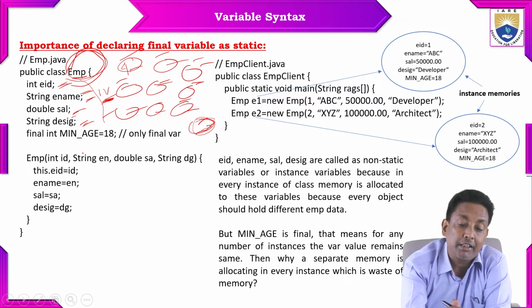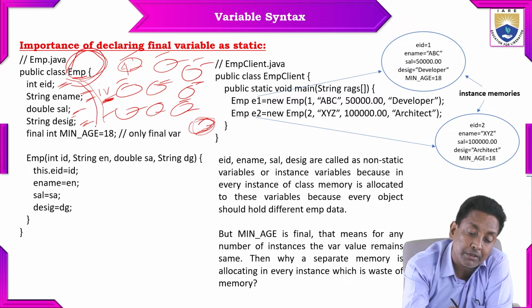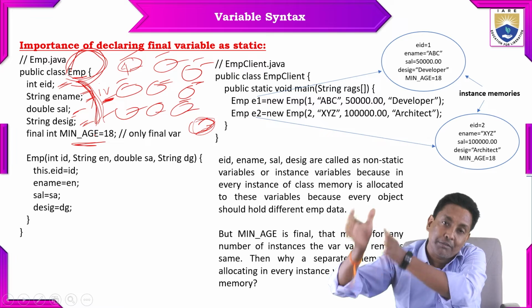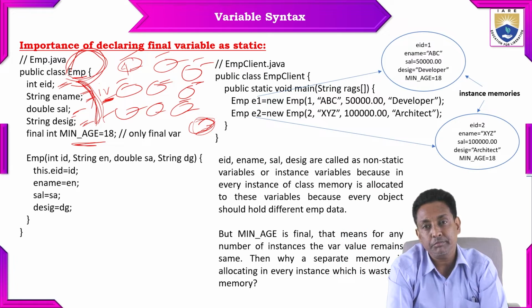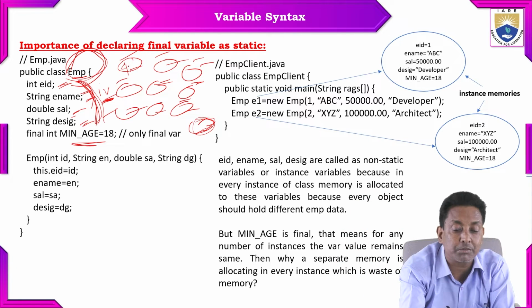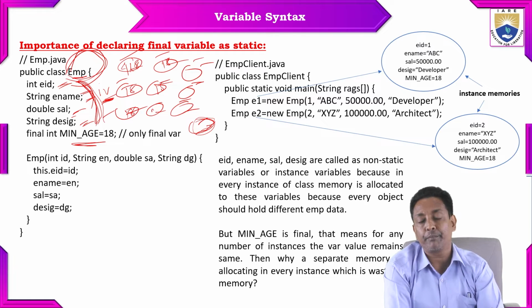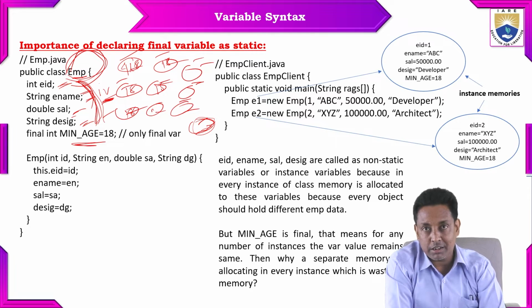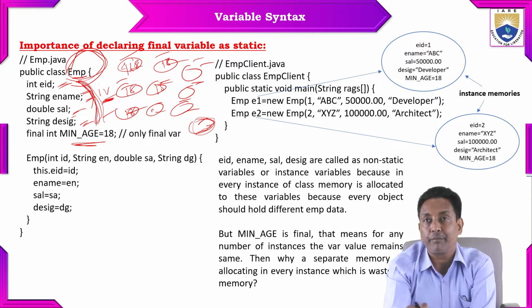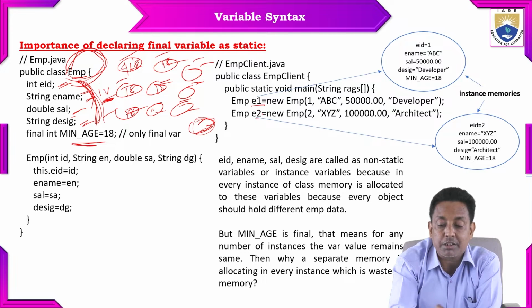See, these variables are different. They are intended for storing different employees' data. But this variable's value is constant for all the employees. 18 means 18 only. This cannot be changed from object to object. Here it is 18, here also 18, everywhere 18. It's a constant variable. The point is, look at the right side. We created two employee objects.